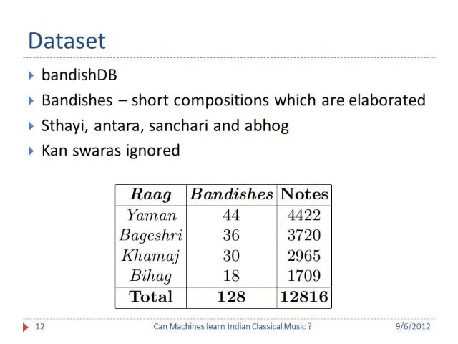The data set was quite modest, I would say. It just had 128 bandishes and about 13,000 notes. Kan swaras, which are grace notes, where you touch the grace note and then move on to the next note, were all ignored. They are just ornaments. These are all symbolic data, which were transcribed directly from Bhatkhande's Hindustani Sangeet Paddhati book.